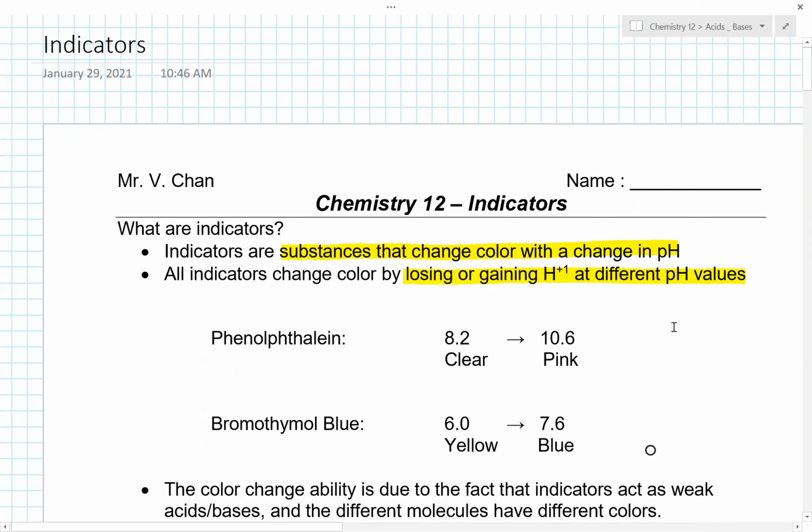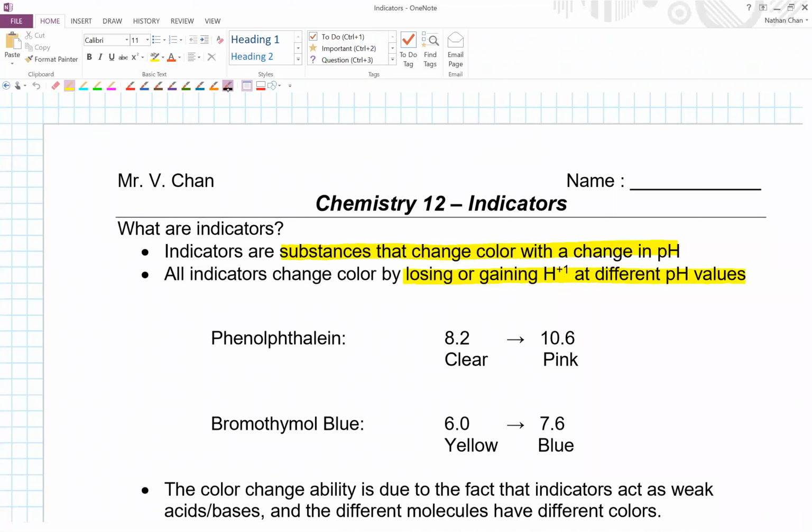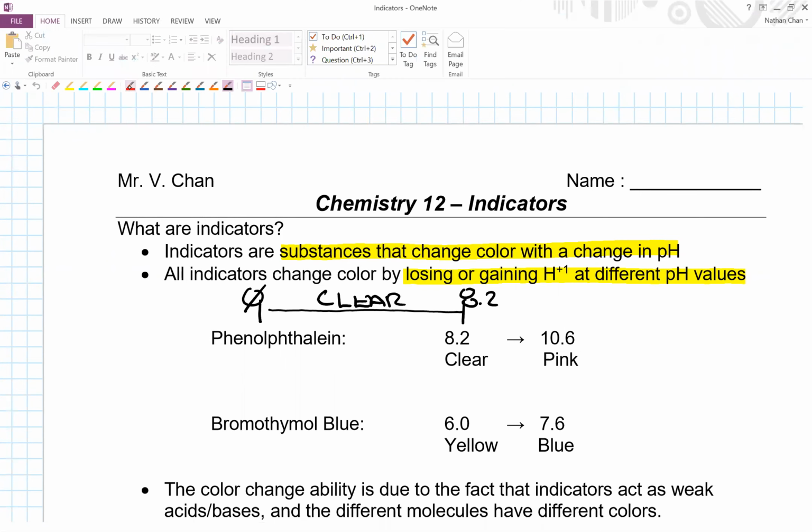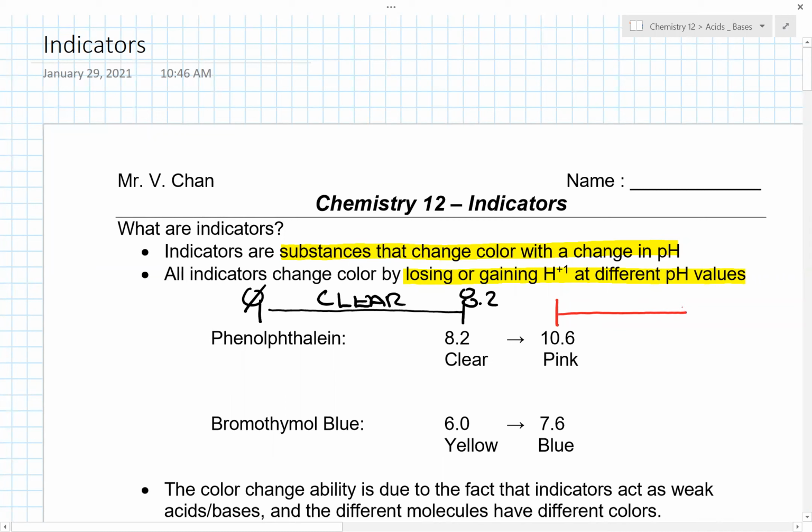is pink. So what does that mean? It means that if the pH is from 0 to 8.2, all right, from 0 to 8.2, it's going to be clear. There's no change. And from 10.6 all the way to 14, what you have is a pink, or we call it a red. Okay? And in between the two, this is where we get light pink.